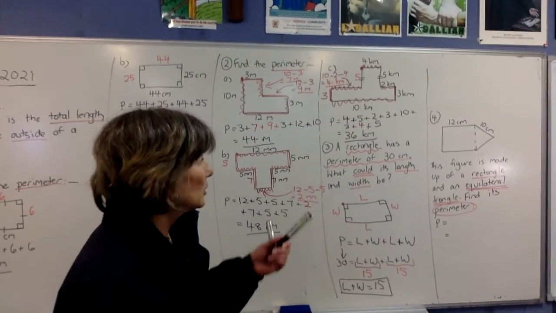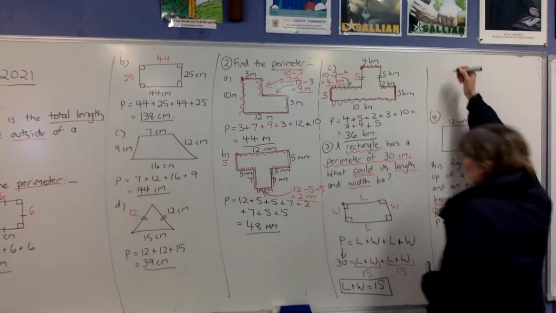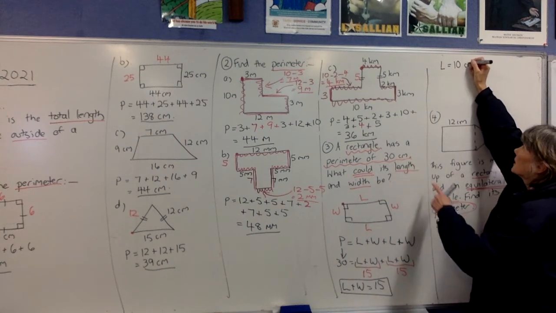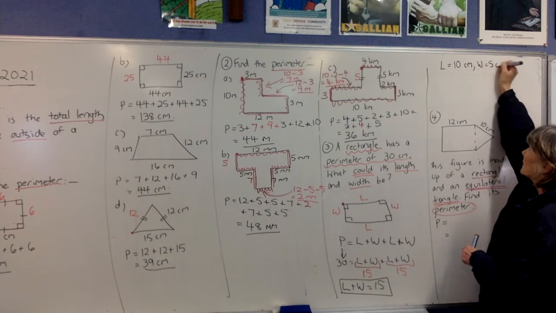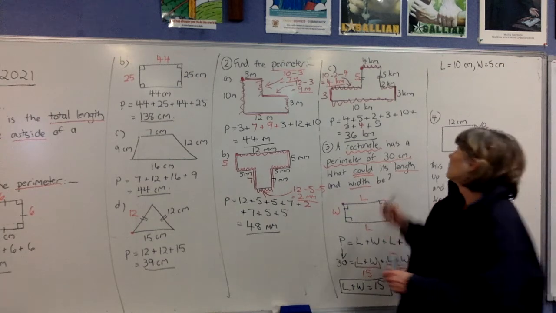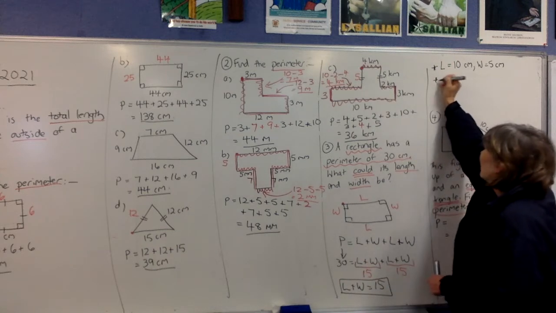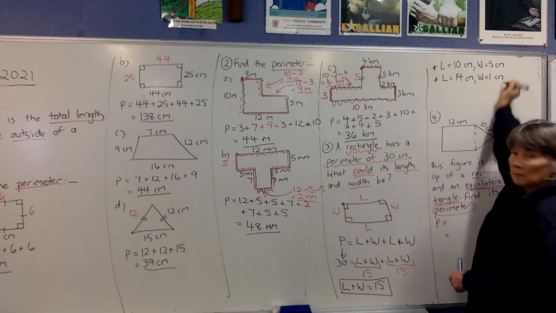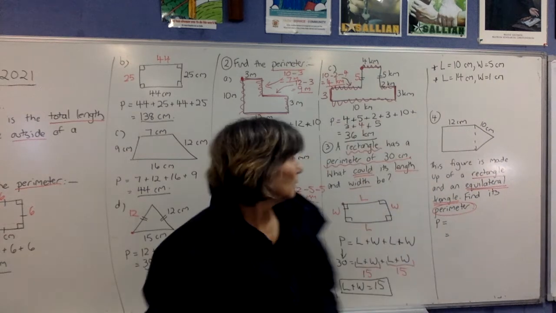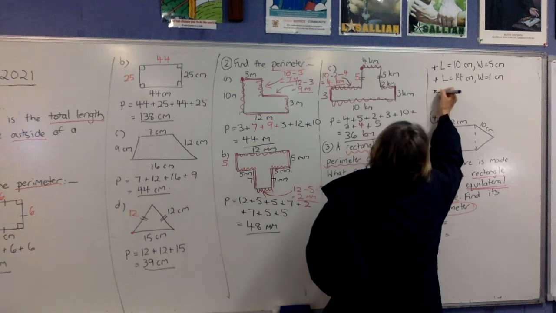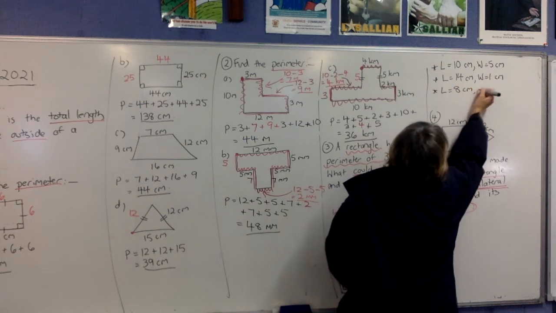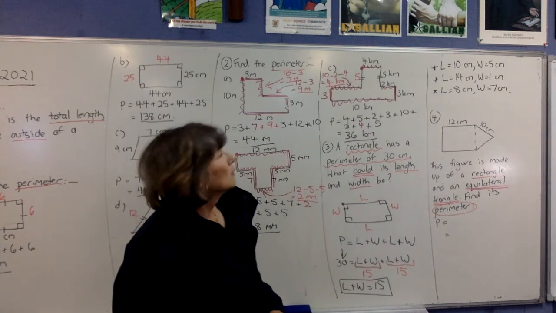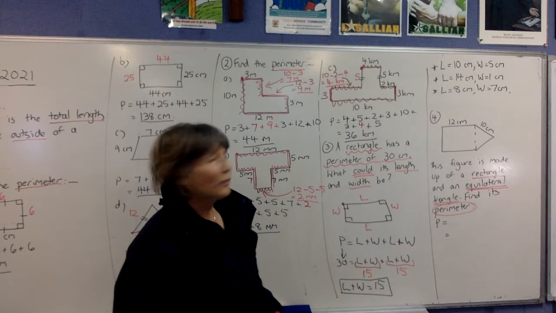So at the top here, I'm going to just write down what some of them might be. Remember, they need to add to 15. So I might have a length of 10 centimetres and a width of 5 centimetres. They add to 15. Or I might have a length of 14 centimetres and a width of 1 centimetre. They add to 15. I might have a length of 8 centimetres and a width of 7 centimetres. They add to 15. So it can be lots and lots of different correct answers.